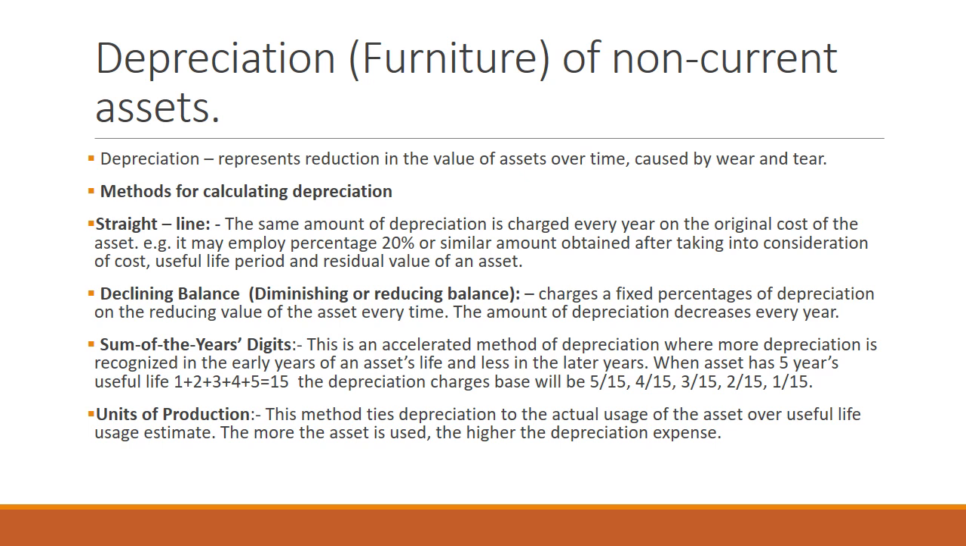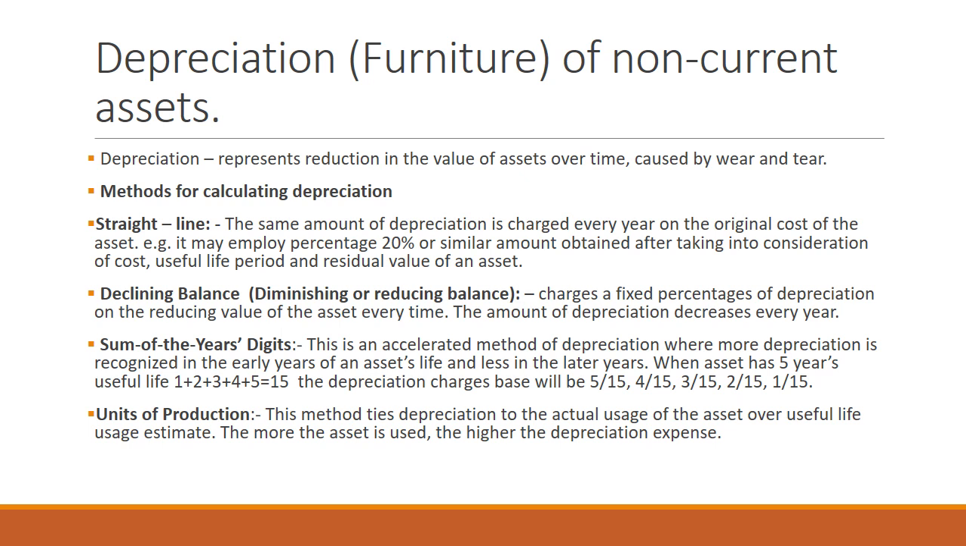So when we want to know the depreciation charge to be charged for each year, we take the value of that asset, deduct the residual value, and divide by the useful life, then we get the depreciation charge for every year. Or sometimes we use a percentage. If you're given a percentage, we apply that percentage on the original cost of that asset. That's how we calculate depreciation using the straight line.